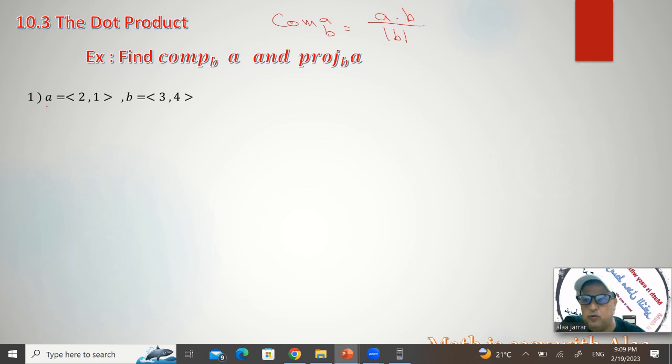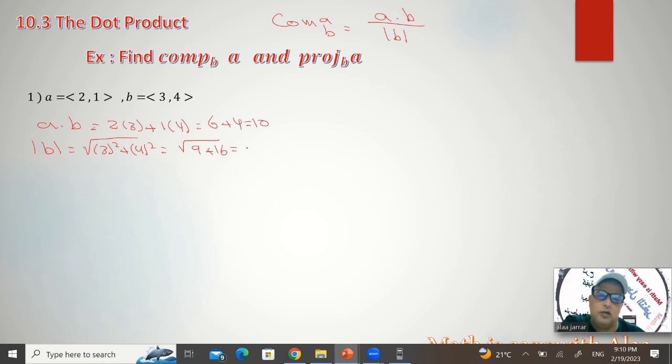So what we will do first, we multiply A times B. It will be 2 times 3 plus 1 times 4, this is the first step. It will be 6 plus 4, it will be 10. After that, we find the magnitude of B. So the magnitude of B equals the square root of 3 squared plus 4 squared. So it will be 9 plus 16, and it is equal to 25. The radical of 25 is equal to 5.